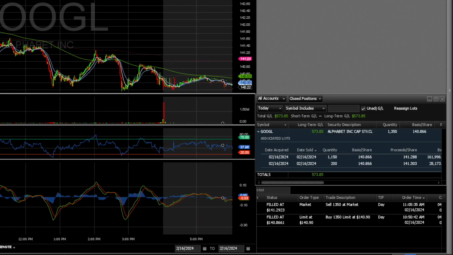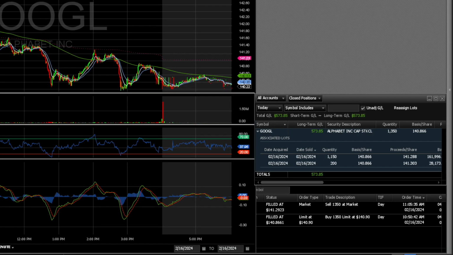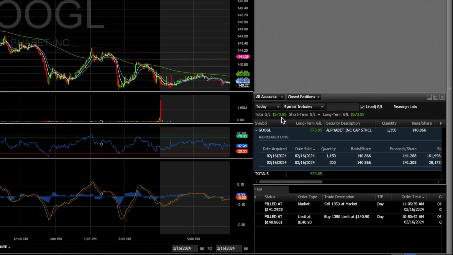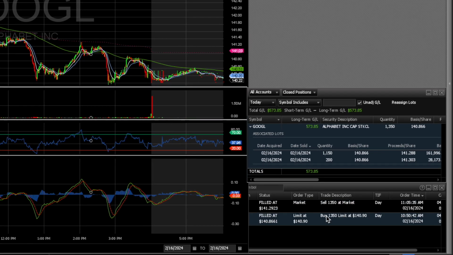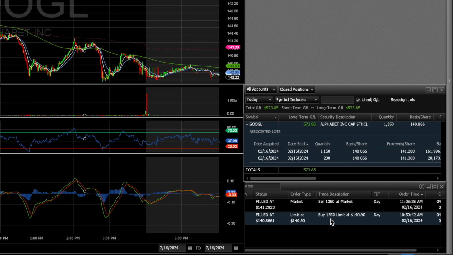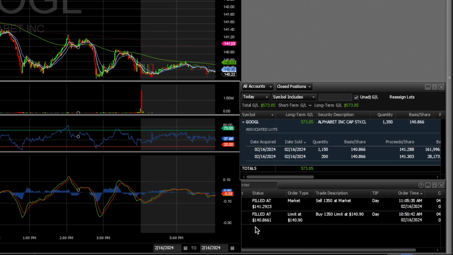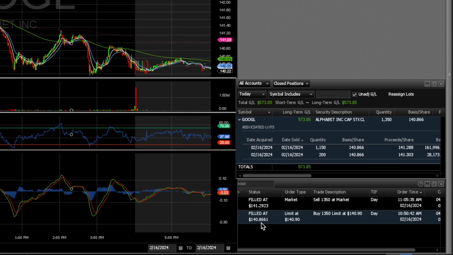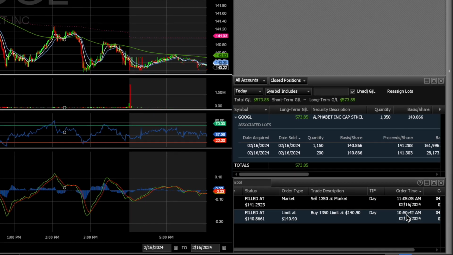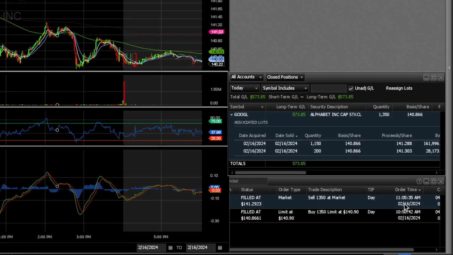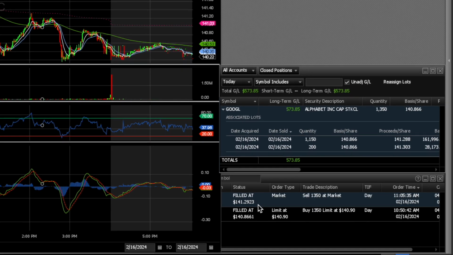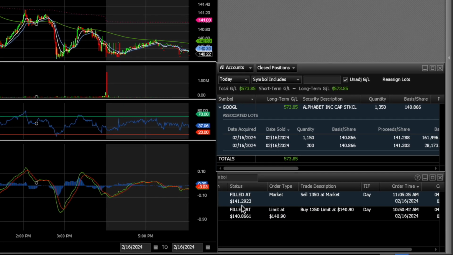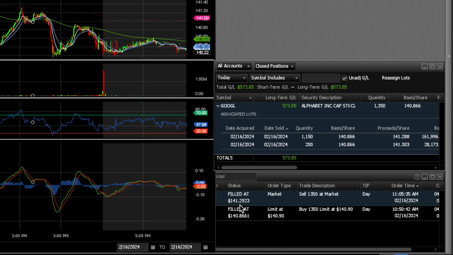So today we traded Google stock. We made $573. As you can see, we bought 1,350 shares, got filled at 140.86 at 10:50. We held this trade for 15 minutes and we sold 1,350 shares at 141.29. So I want to break that down for you.